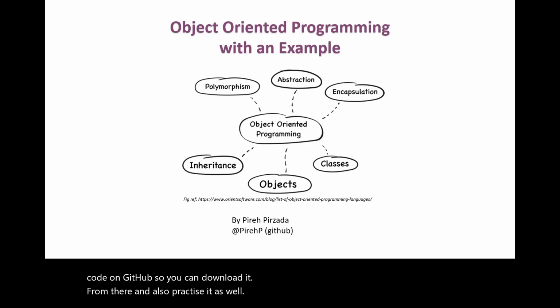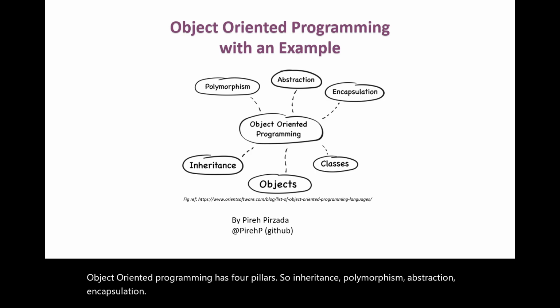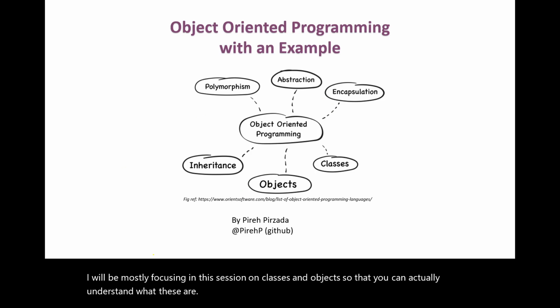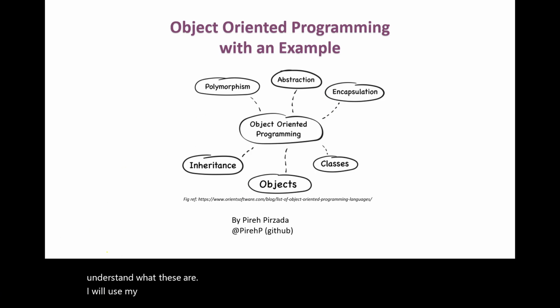Object-oriented programming has 4 pillars: inheritance, polymorphism, abstraction, encapsulation. I will be mostly focusing in this session on classes and objects so that you can actually understand what these are. I will use my pen pointer and try to change the color for this. So we'll be specifically talking about objects and classes.